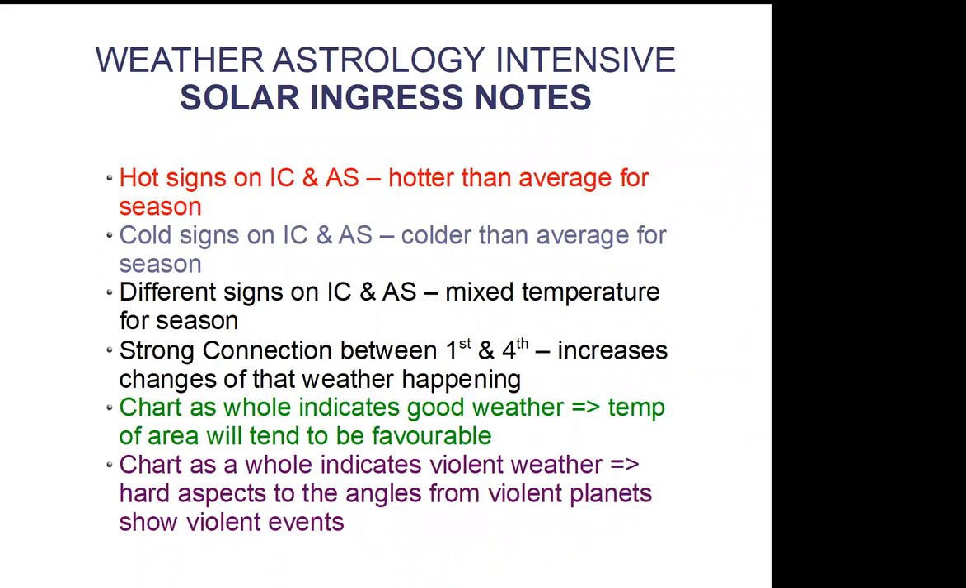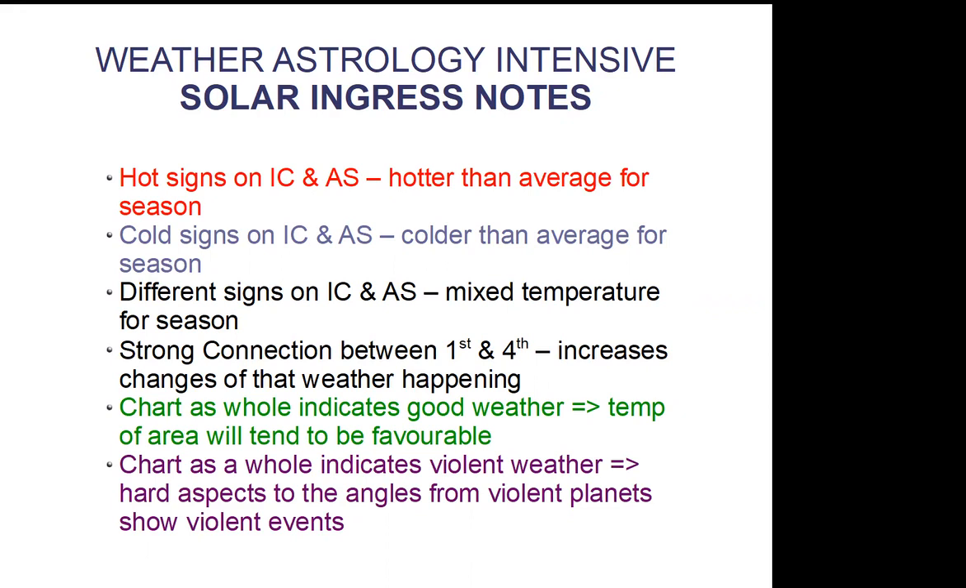Right, so this is just what I was saying. It's in your notes under solar ingress notes. If you've got hot signs on both the IC and the ascendant, IC fourth house cusp, hotter than average. Again, that's why I said to you guys, put your average season down, because when you make this global overall prediction, you've got to refer back, what's the temperature for spring. So if both signs are hot, then it's going to be hotter than average.